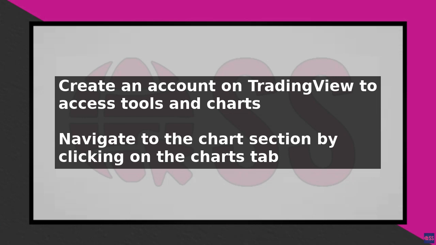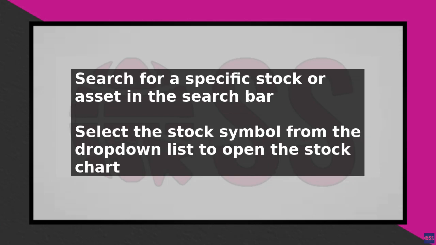In the Charts tab, you can search for a specific stock or asset for which you want to view the options chart. Type the stock symbol in the search bar and select it from the drop-down list. This will open the stock chart, and from here, you can access the options chart. To view the options chart, click on the Options tab below the chart.